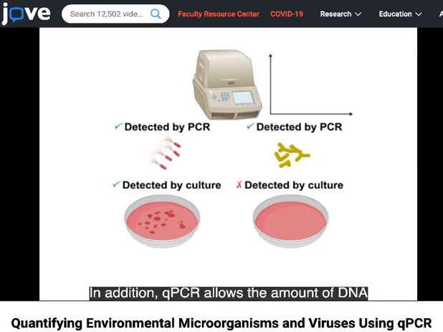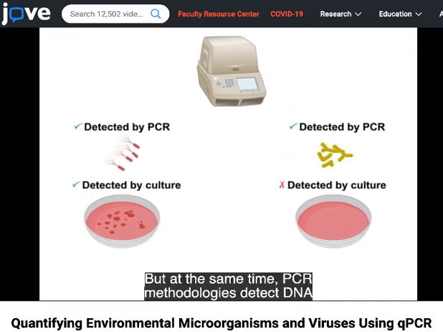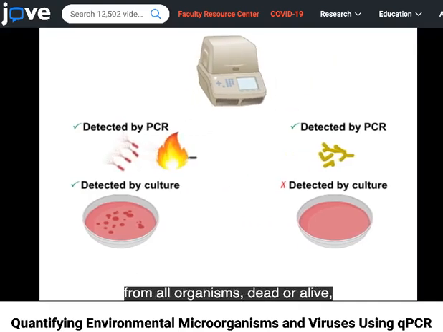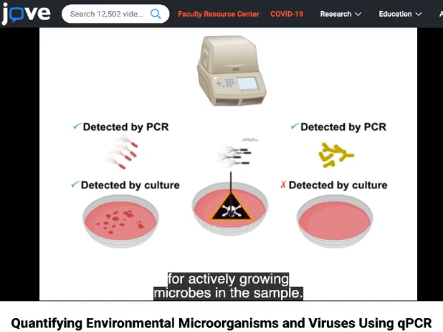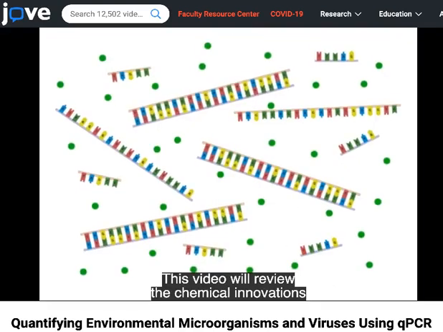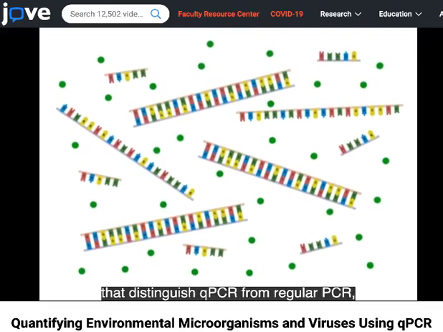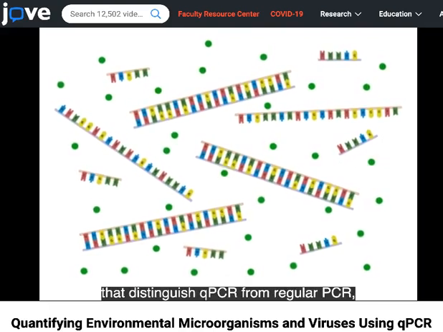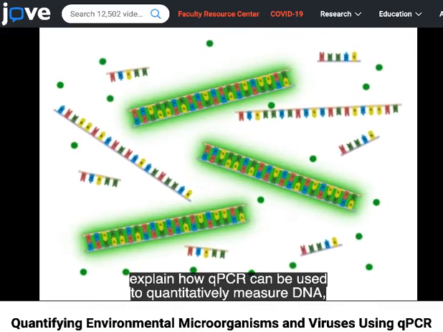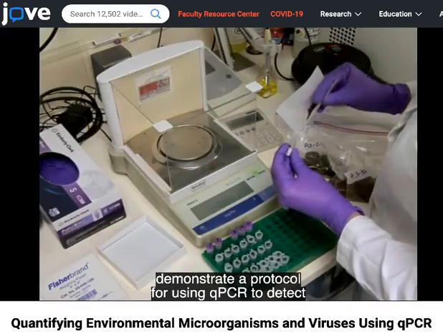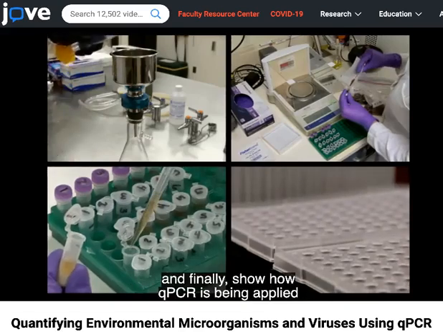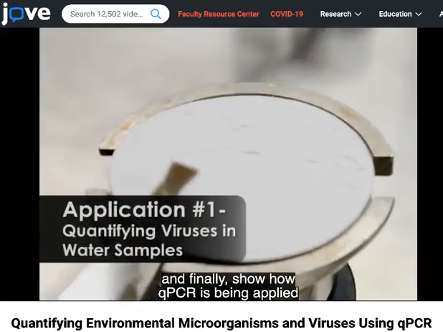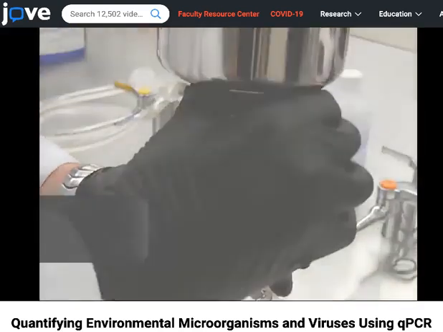In addition, qPCR allows the amount of DNA to be quantitatively assessed, but at the same time, PCR methodologies detect DNA from all organisms, dead or alive, limiting the ability to only look for actively growing microbes in the sample. This video will review the chemical innovations that distinguish qPCR from regular PCR, explain how qPCR can be used to quantitatively measure DNA, demonstrate a protocol for using qPCR to detect an RNA virus from soil samples, and finally, show how qPCR is being applied to environmental microbiology today.